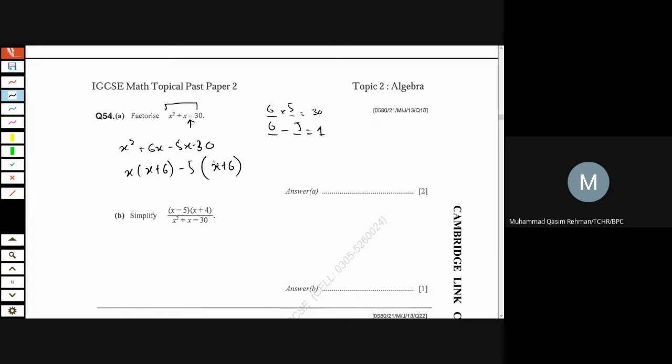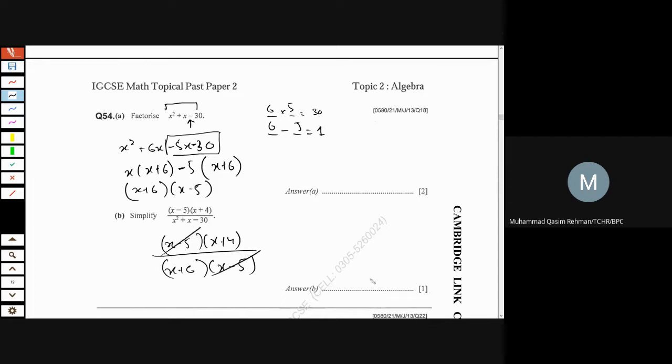I have taken a negative sign as common, due to which the signs of each of these terms will change. Now both of these are negative, so they both will be positive inside. x is positive, 6 is also positive. x plus 6 is common, and then we have x minus 5. So x minus 5 into x plus 4 over x plus 6 into x minus 5. You're left with x plus 4 over x plus 6.